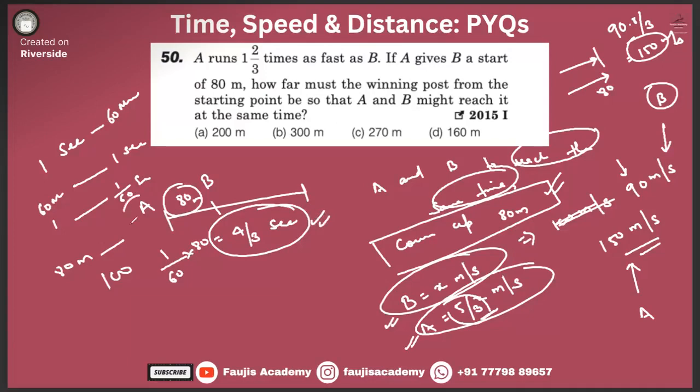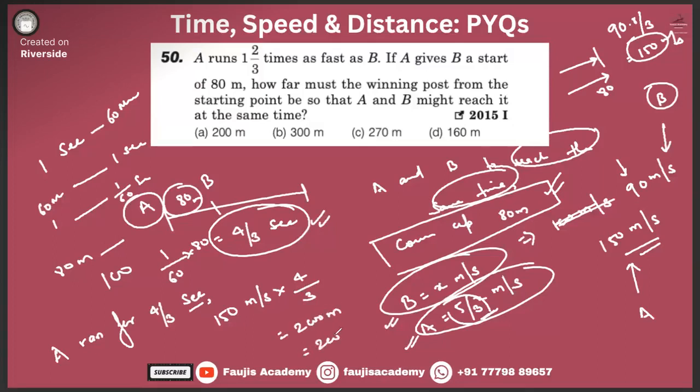So that means A ran for 4 by 3 seconds to not only close the gap but also to complete the race along with B. Right. And A was running at the speed of 150 meter per second, multiplied by the time. That means we get how much? 200 meters will be the length of the race. You might want to take a moment to soak it in. It's not a big deal. It's okay.